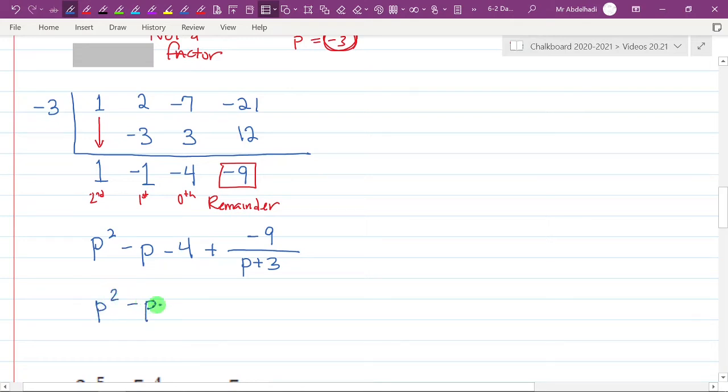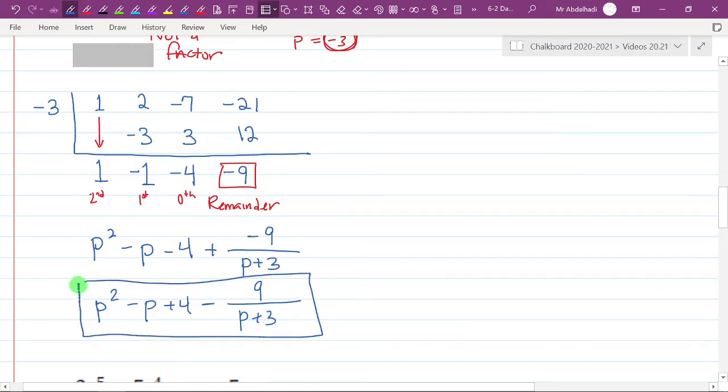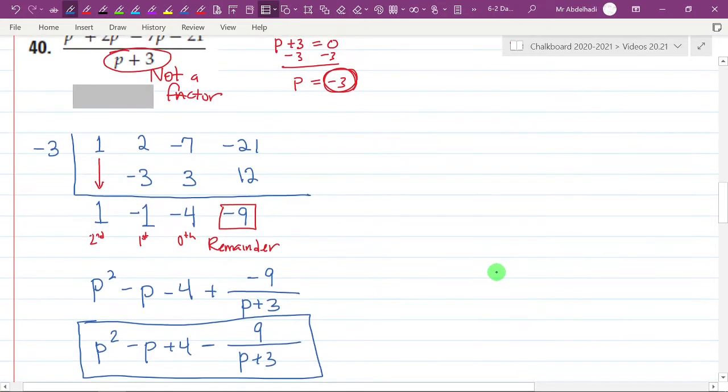p squared minus p plus 4 minus, bring this minus down, or multiply this times this and you get a negative, and then you get 9 over p plus 3. That's your final answer. Box your final answer if you want credit on your quizzes and homeworks. Okay, box your final answer. All right, that is your second example of synthetic division.